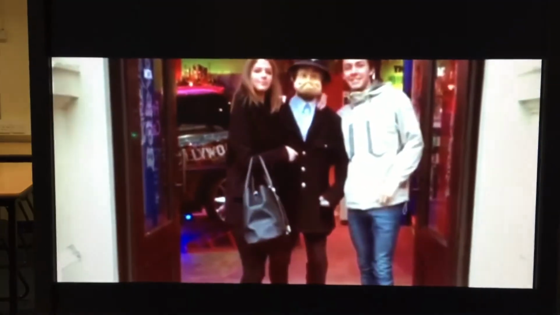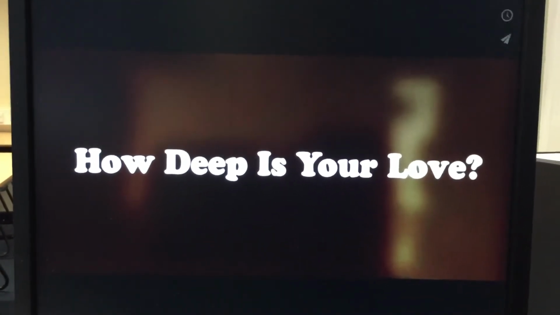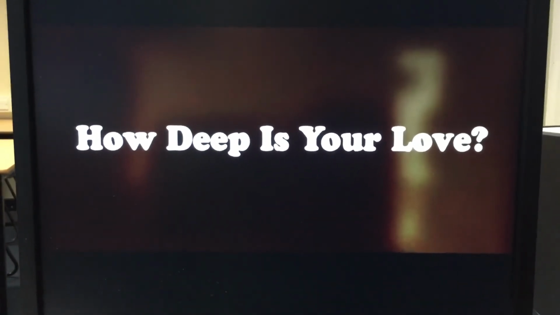And then the book folds down, shows photos, and then the question "How deep is your love" comes up at the end to signify the end of the song. That's the Eden Diary.